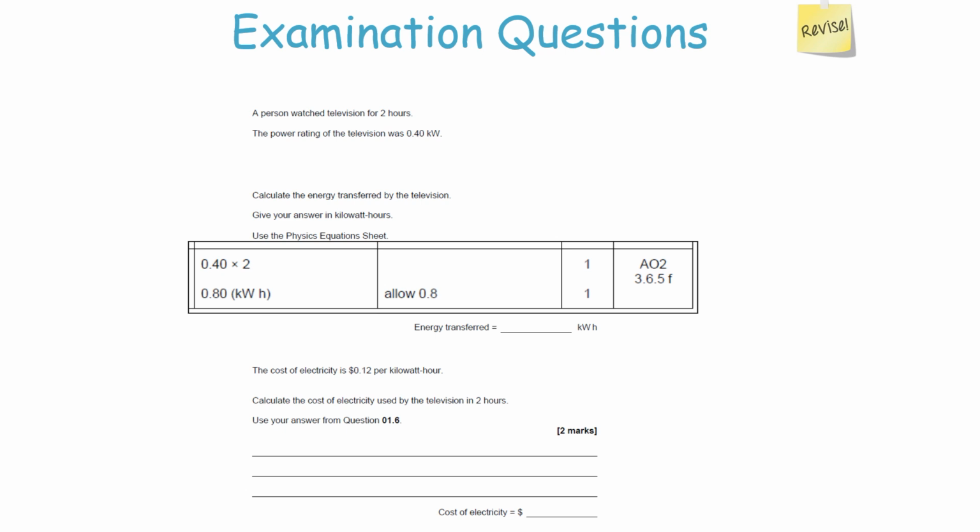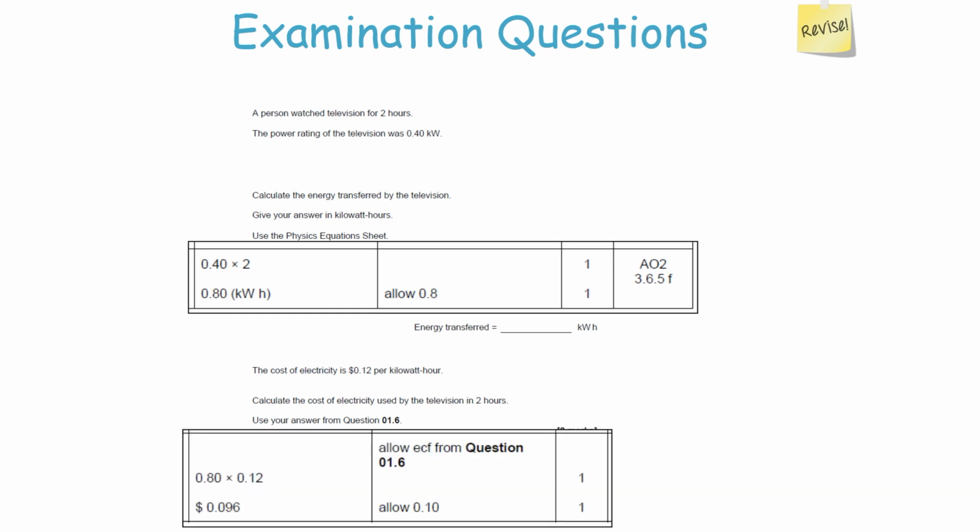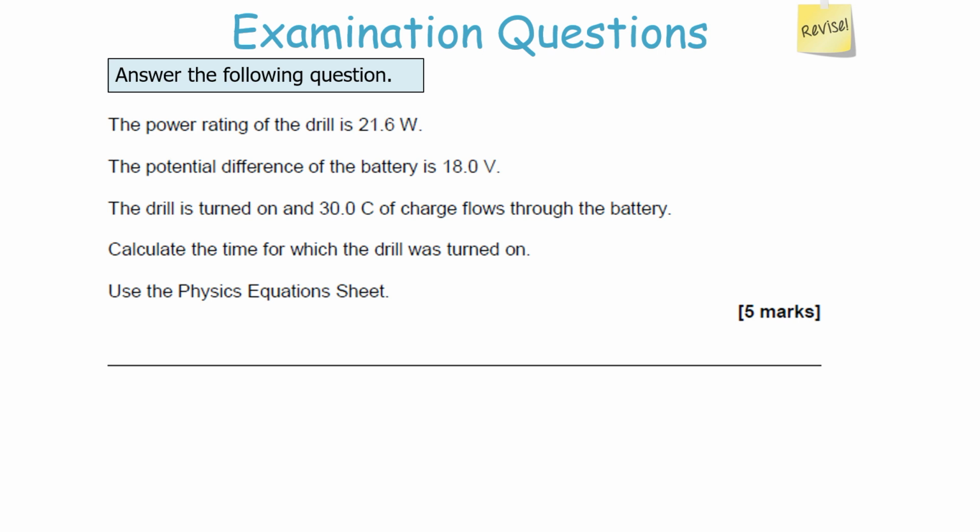Then to work out the cost, the cost per kilowatt hour is 0.12. We know we've used 0.8 kilowatt hours, so we just multiply the two numbers together and we get our answer to be $0.096.